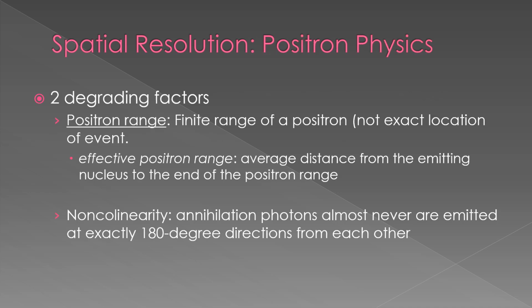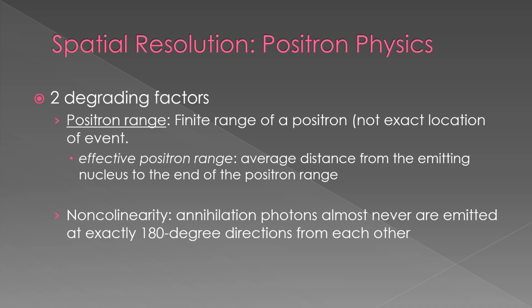There are a few degrading factors to spatial resolution. As mentioned, that positron range. This is an important term, the effective positron range. That's the average distance from the emitting nucleus to the end of the positron range. That's essentially how far that positron particle traveled before it annihilated and produced those 511 keV photons. So the further that positron travels, the less spatial resolution we have. So it's a little bit of an inverse relationship there.